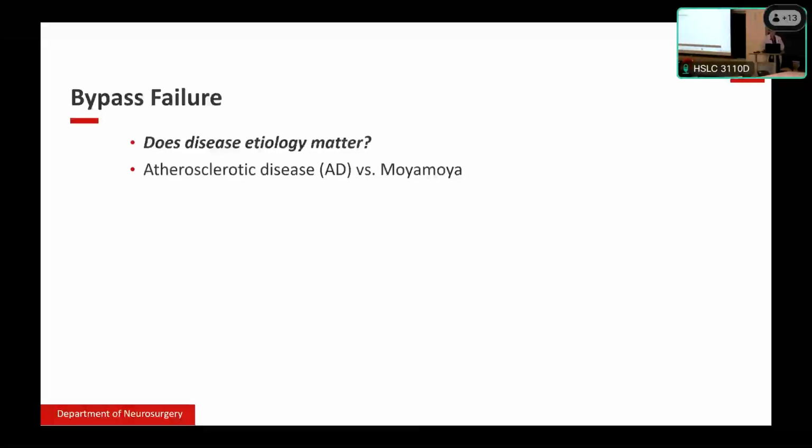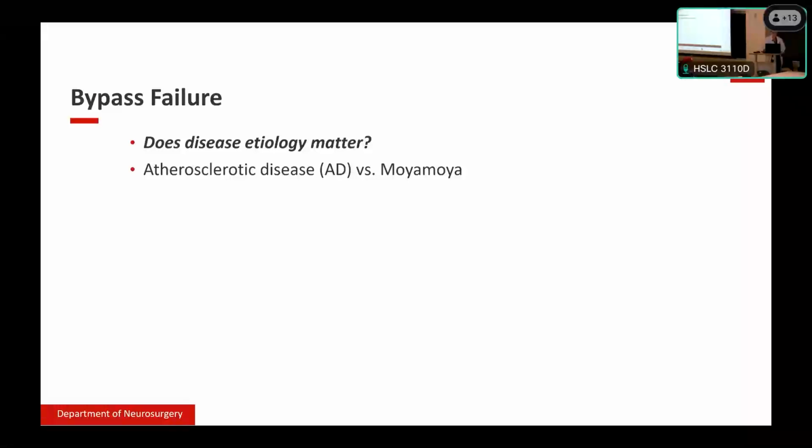So one of the first questions I was looking at was whether disease etiology mattered. And so I looked at atherosclerotic disease versus moyamoya. And that's because in our M&Ms and our neurovascular conference, we would talk about when bypasses failed. And just anecdotally, it seems to us that patients that had a lot of cardiovascular risk factors, atherosclerotic disease, were the ones that would fail more often. And so we wanted to look at that and took it to our database.